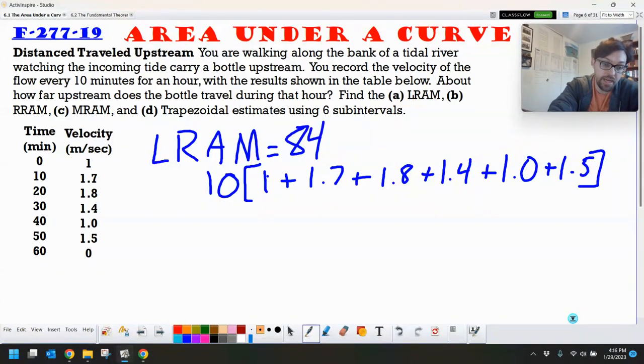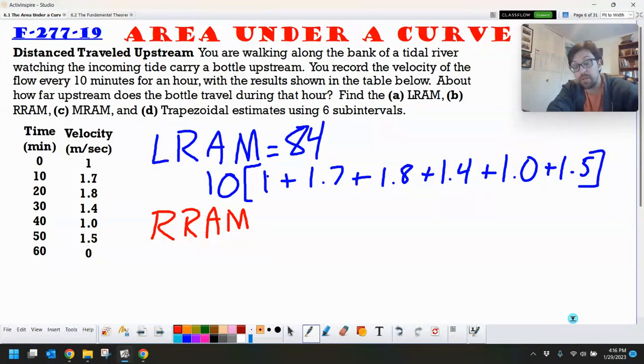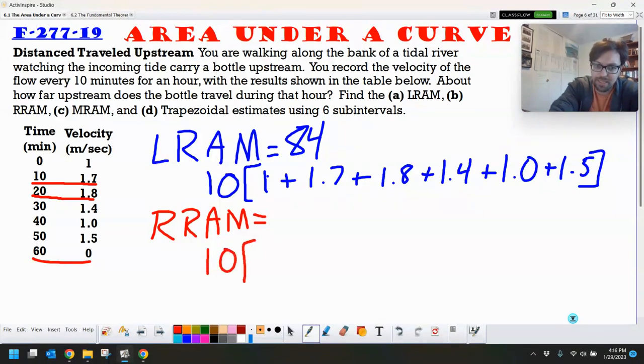To find our right-hand rectangular approximation, our RRAM, we are going to skip that first one because we want the right-hand side of our rectangle to be touching our curve. So that 1.7 is going to be our first one, and we're going to get down to the end. So you can actually see that this RRAM is basically going to be that same thing. But instead of starting with 1, we're going to have 1.7, and we're going to have a 0 on the end.